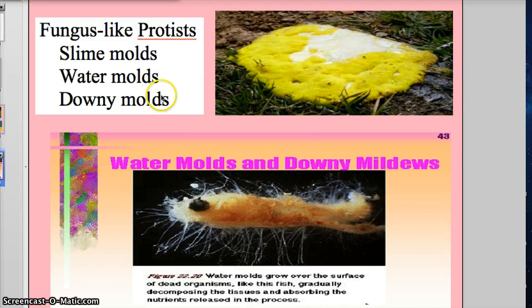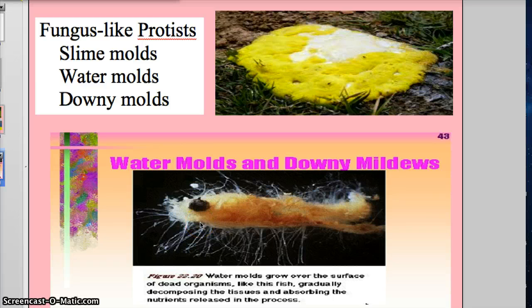We have water molds and downy molds. They call it mildews here. Ooh, look at this poor dead fish, decomposed by these water molds and downy molds. And you can see that this is a bigger thing than those unicellular protozoans that we talked about earlier.